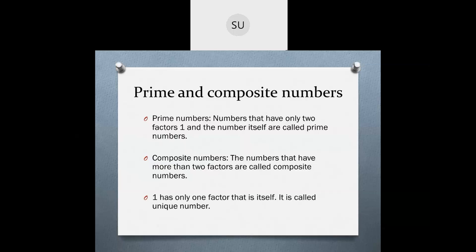Now coming to 1. 1 is neither a prime number nor a composite number, because it has only one factor, that is itself. So the factor of 1 is 1 itself. That's why 1 is called a unique number.